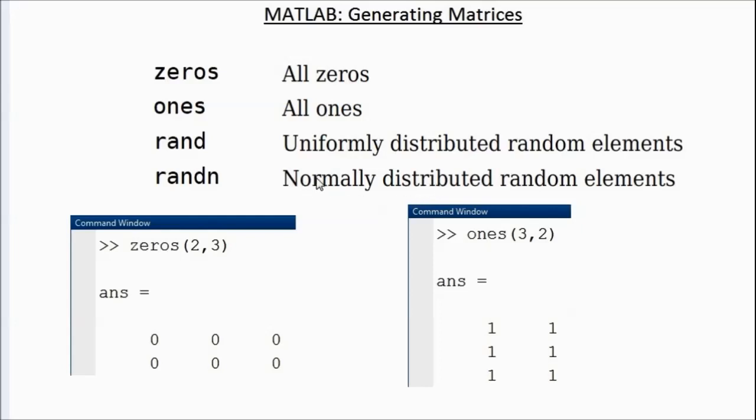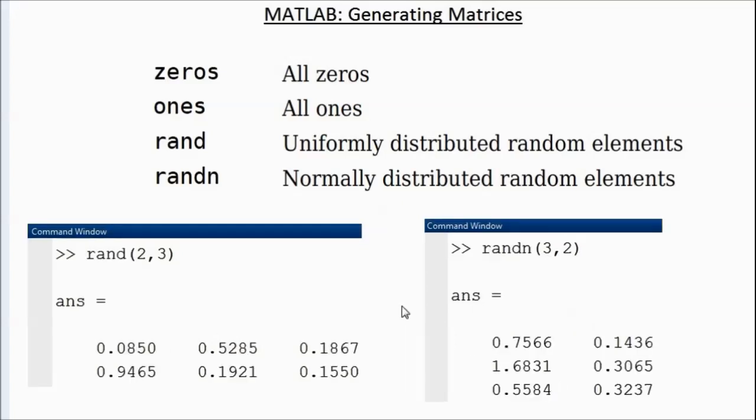Let's look at some examples. zeros(2,3) creates a matrix of zeros of size 2 rows and 3 columns. ones(3,2) creates a matrix of ones of size 3 rows and 2 columns. rand(2,3) creates a random matrix whose entries are uniformly distributed random elements of size 2 rows and 3 columns. randn(3,2) creates a random matrix whose entries are normally distributed random elements, the size being 3 rows and 2 columns. This is the syntax for randn and rand and all of these 4 commands.